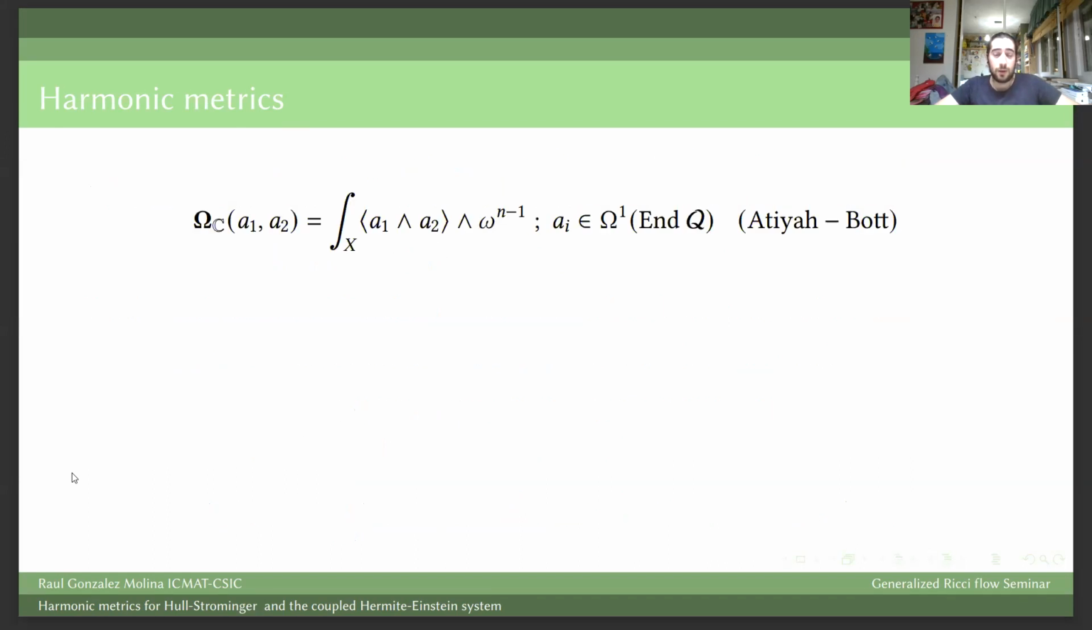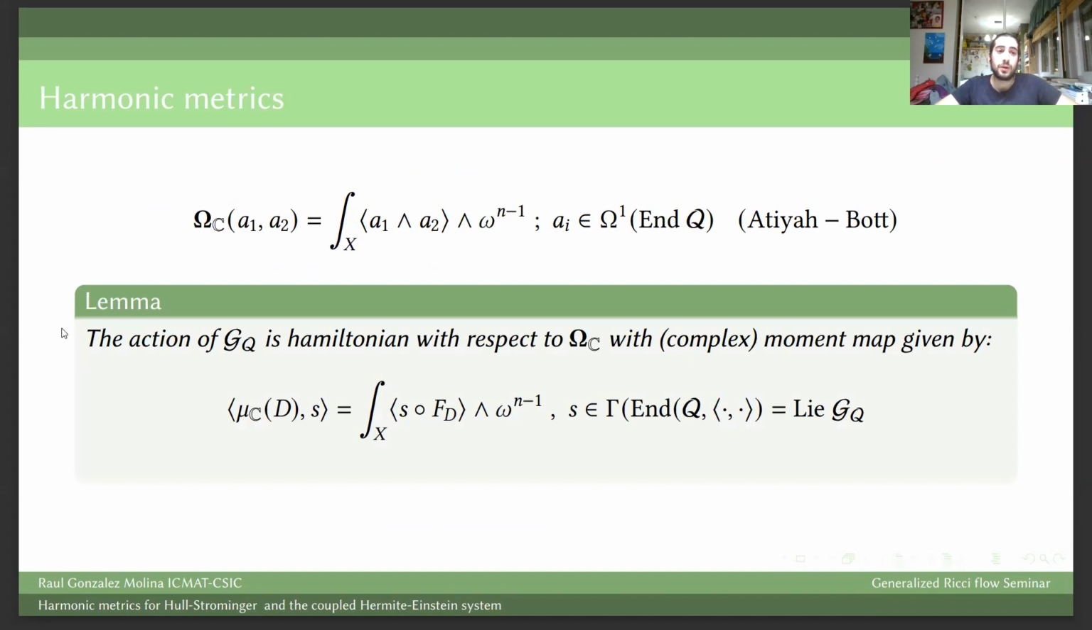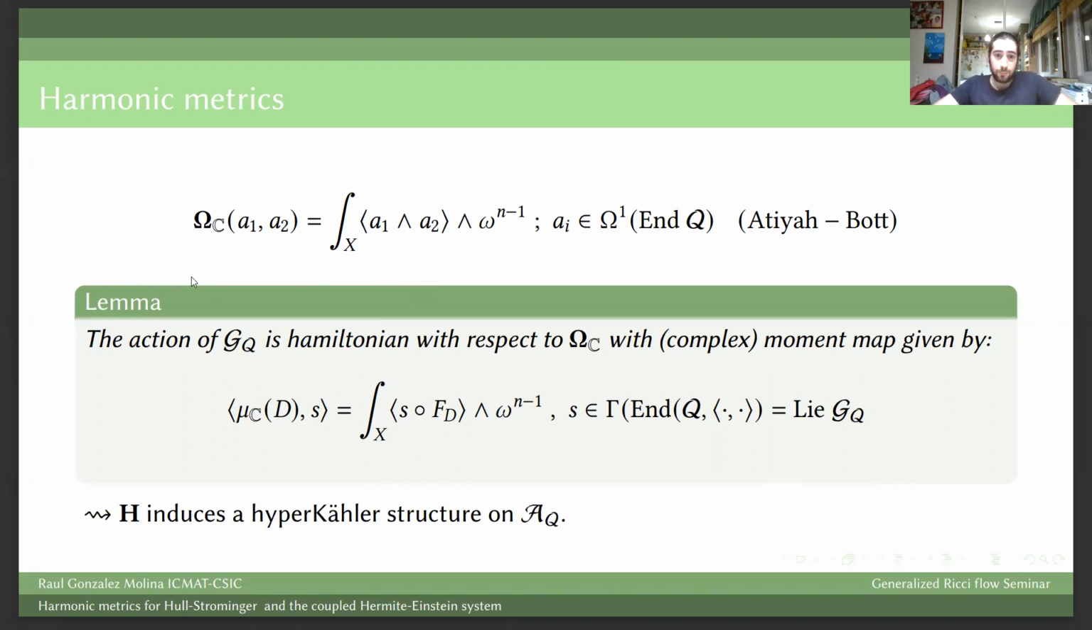And then I repeat here the same formula, and the result is that the action of this complex gauge group is Hamiltonian with respect to the symplectic structure. And the complex moment map is given by the following formula. So the zeros of this complex moment map are precisely the Hermitian Yang-Mills connections. Okay, the ones I am interested in, because that is what the Hull-Strominger system gives me. So now the key point of this study is that once I fix a positive Hermitian metric, this will induce a hyperkähler structure on the space of connections on this holomorphic orthogonal bundle. How is this? So I will spell this out.